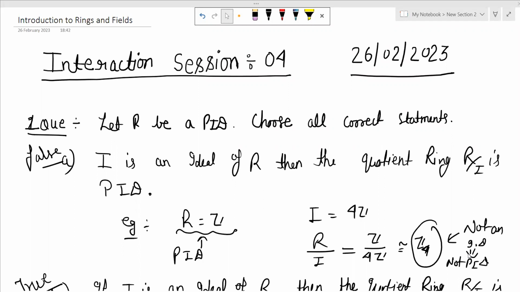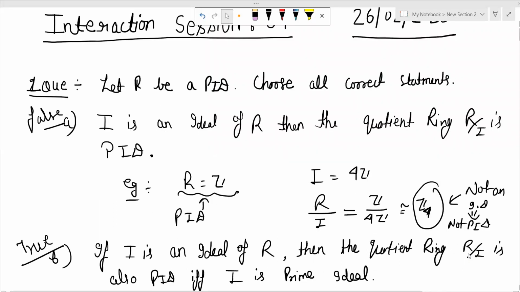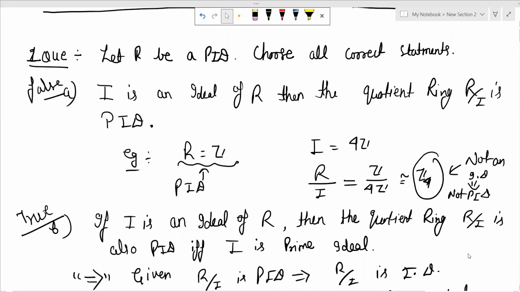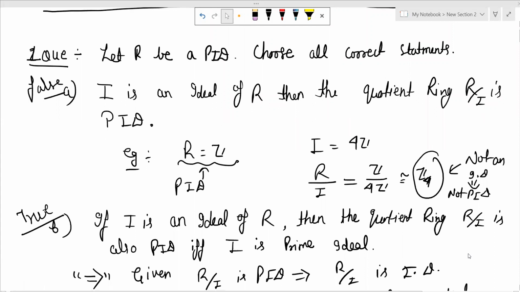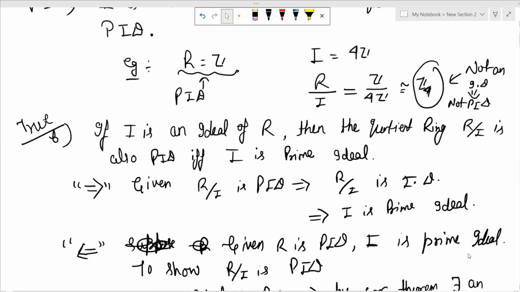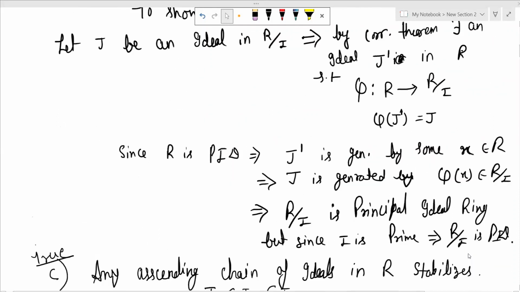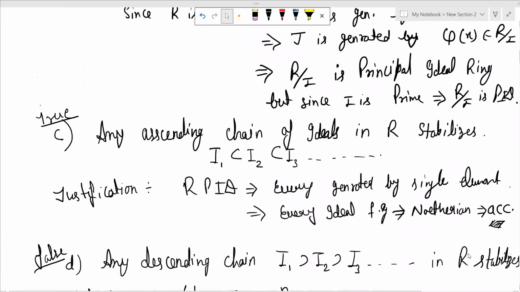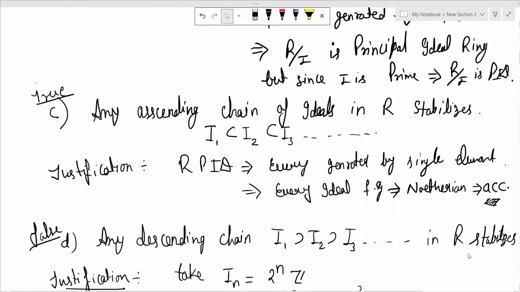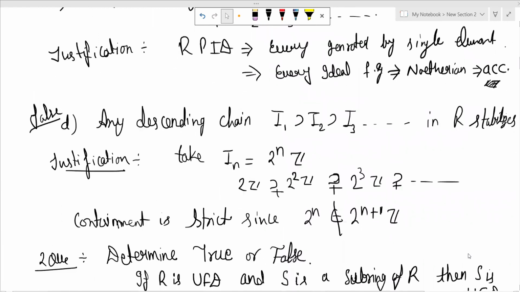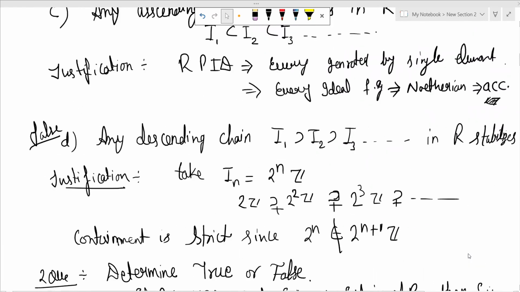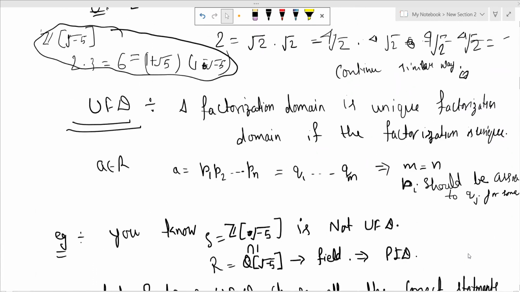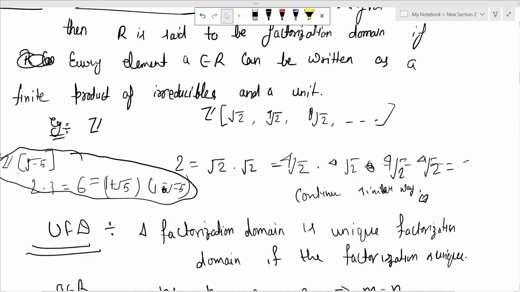Okay, so we did the fifth assignment, second exercise today. This is the first question. Suppose R is a PID. We have to show whether R mod I is a PID. For an arbitrary ideal it is not true, but if I is a prime ideal, then we proved that R mod I is also a PID. Then the question asked about the ascending chain condition in a PID, and we proved this is true. About the descending chain condition, we proved that this is not true. There are some other questions; you can see them in the notes also. So I hope it is fine.